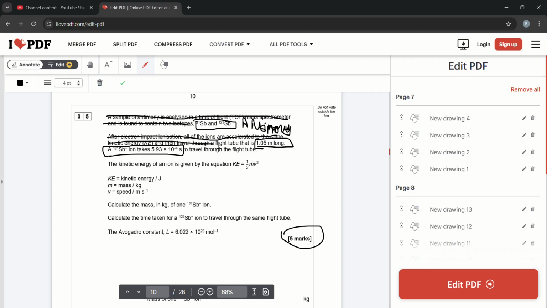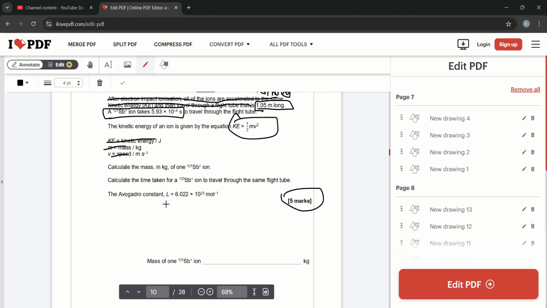Okay, and the kinetic energy is given by this. You should already know the units. And then calculate the mass of the 121 Sb plus ion. Calculate the time taken for the 123 Sb plus ion to travel through the same flight tube. Avogadro's constant L is equal to 6.022 times 10 to the power 23 moles to the power minus 1.